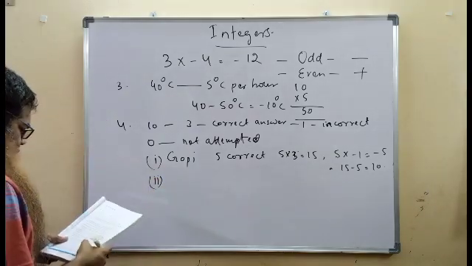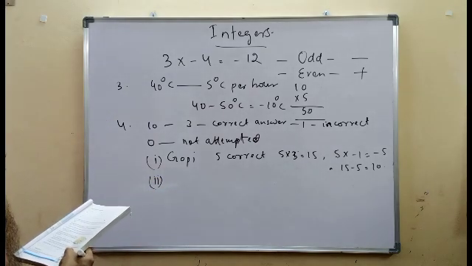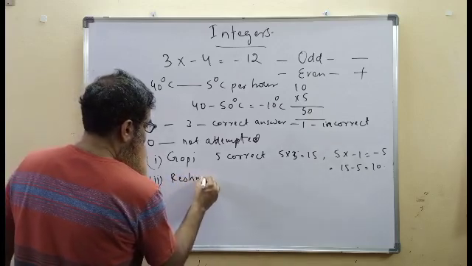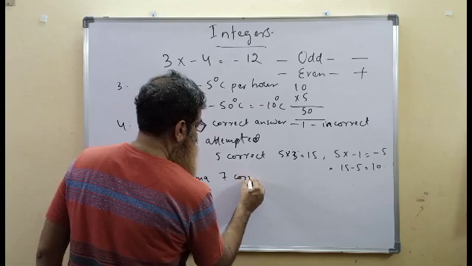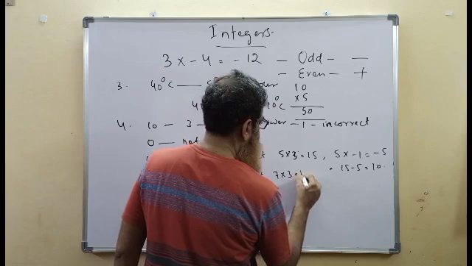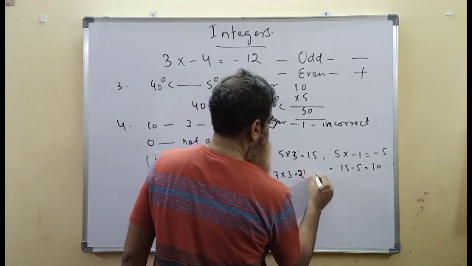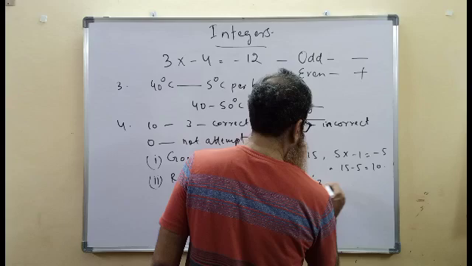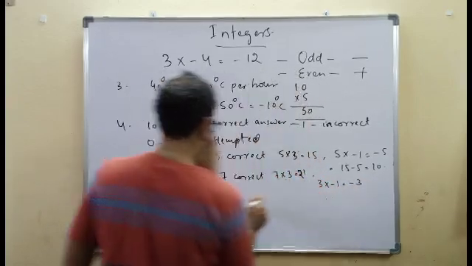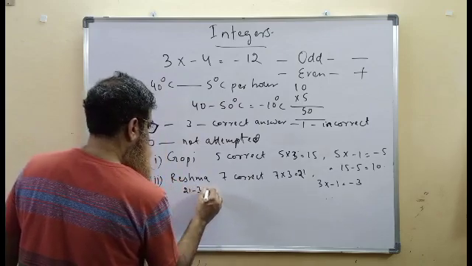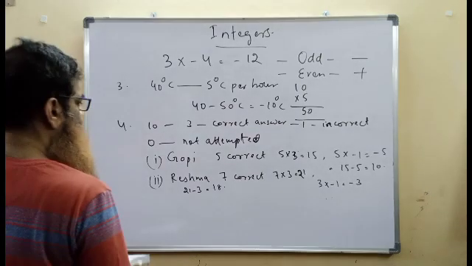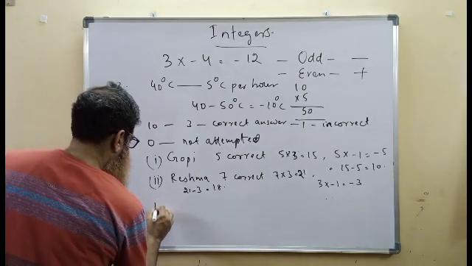The second bit in the fourth question: Reshma gets 7 correct answers. Reshma also attempted all the questions. She got 7 correct, and that result is 7 threes, 21, and she got 3 incorrect, minus 3. So her score is 21 minus 3, that is 18. Reshma's score is 18.